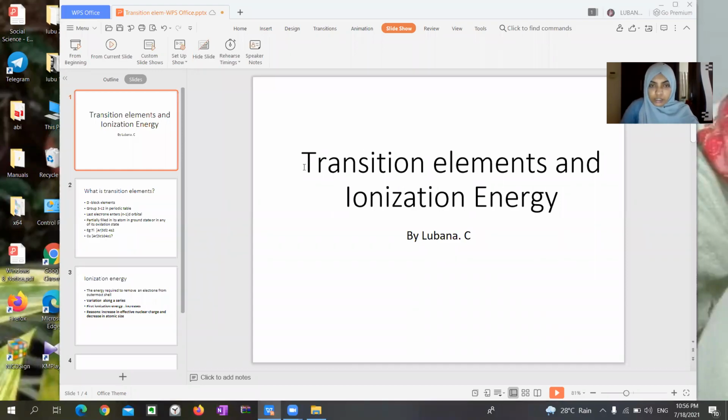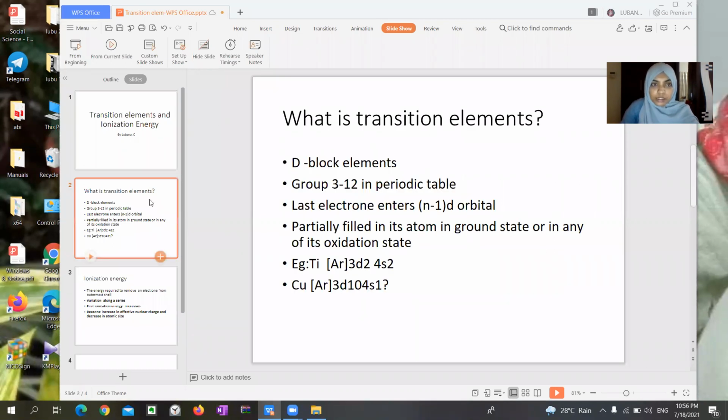Hello friends, let us start our session Transition Elements and Ionization Energy. Here we will study how ionization energy varies in transition elements. It is the topic we have to study. Myself is Lubana C. Then let us start. What is transition elements?